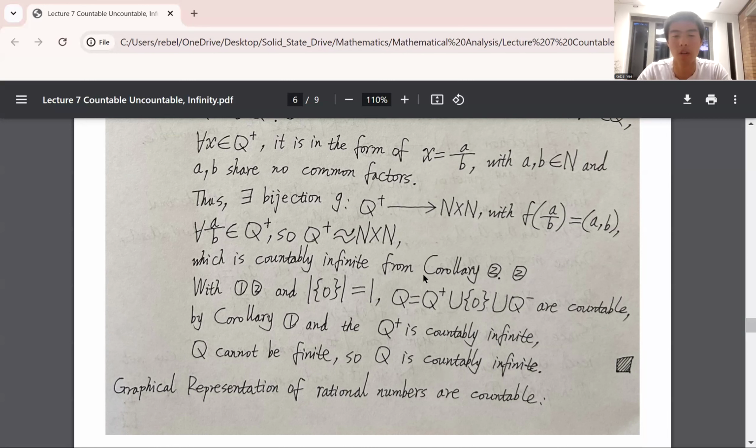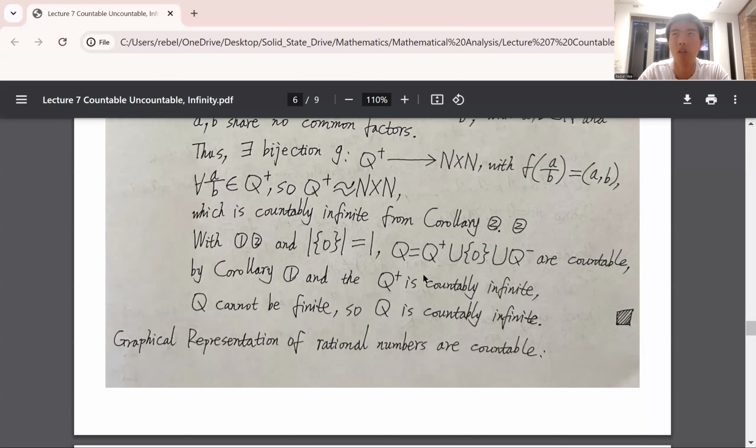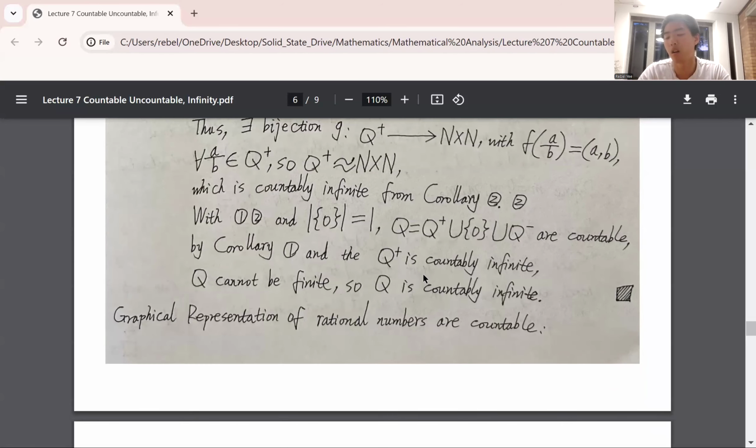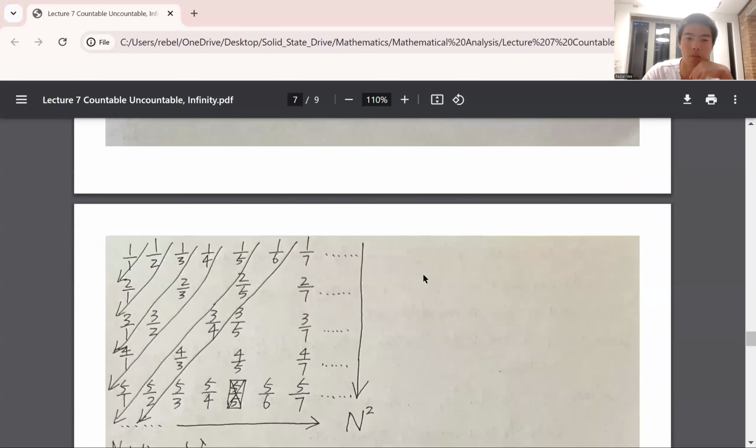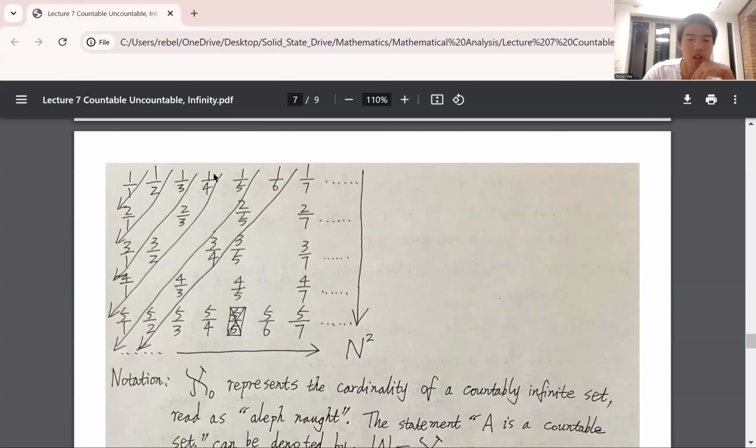And this fact is very useful in later real number analysis. We will find out real numbers are not countable, but rational numbers are countable. So rational numbers are far fewer than the real numbers. And the graphical representation of the rational numbers being countable is like that. It goes like this: there's 1, there's 2, and so on. It all goes on to some very large set here.